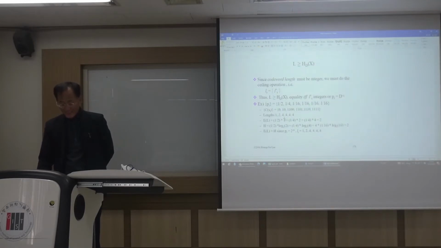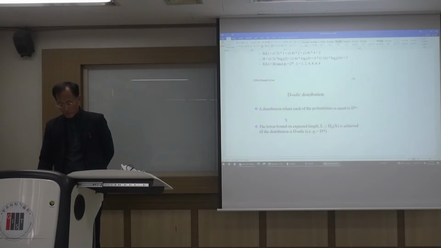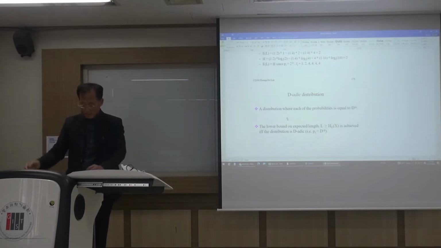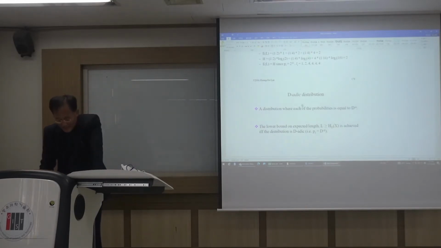Basically, this taking the ceiling operation part is what Shannon's code is. Okay, you find this and then take the ceiling operation, and then you have the length. Then once you have the length, you can design the code, okay, using the tree. So basically, that is it, right?